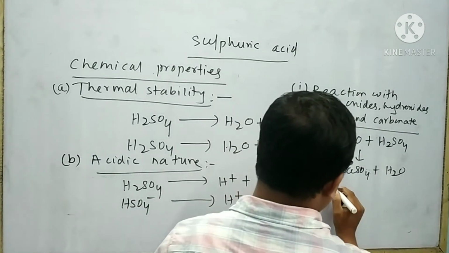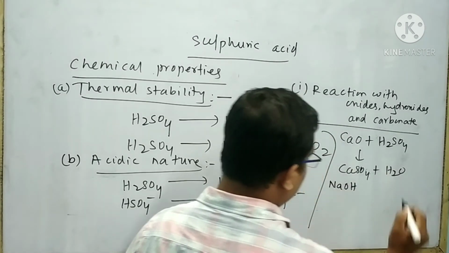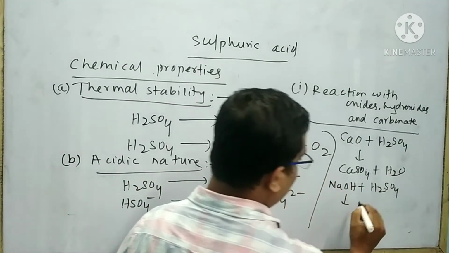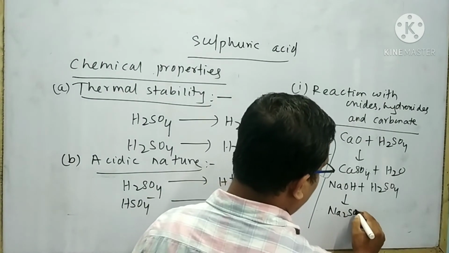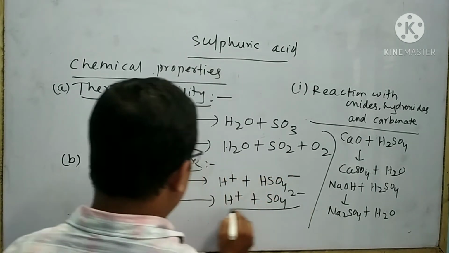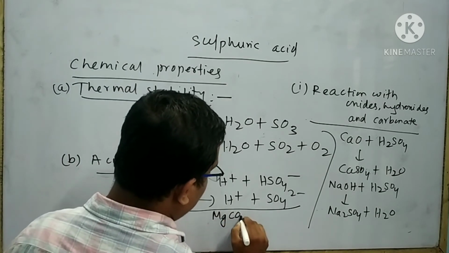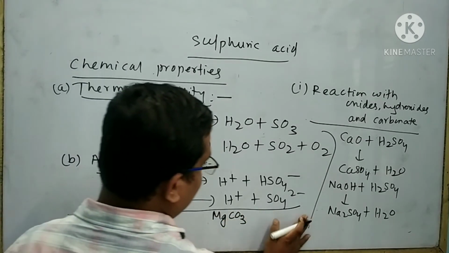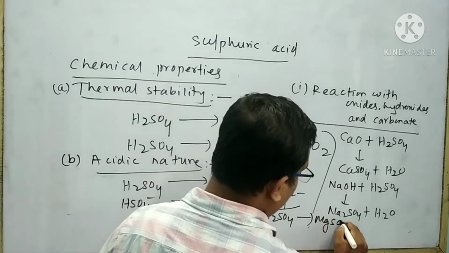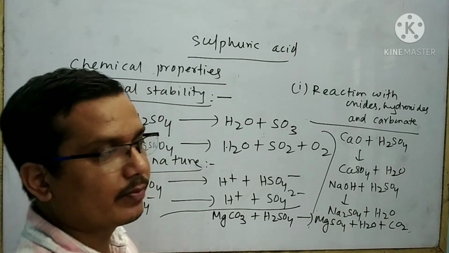Similarly, suppose I take an example of hydroxide, sodium hydroxide. When sodium hydroxide reacts with sulfuric acid, then sodium sulfate and water are formed. Similarly, suppose I take an example of carbonate, magnesium carbonate. When magnesium carbonate reacts with H2SO4, then magnesium sulfate, water and carbon dioxide are formed.